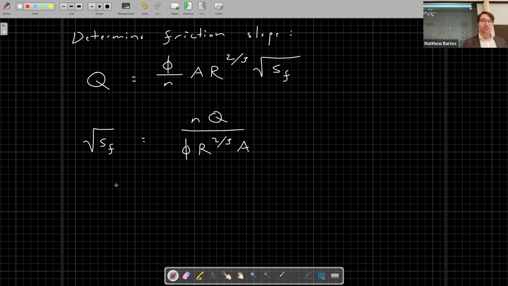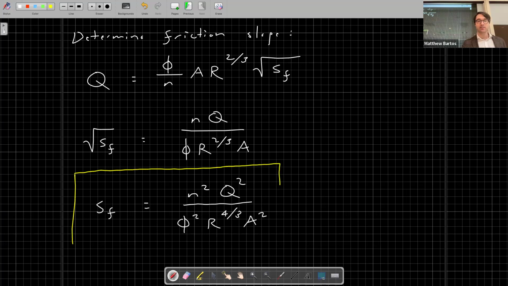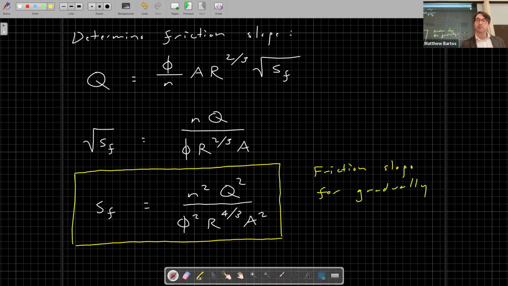times the cross-sectional area. Squaring both sides, we get that the friction slope should be equal to n squared times Q squared divided by phi squared times R to the 4/3 times A squared. So this is an expression we can use for that friction slope term. So this is the friction slope for gradually varied flow.